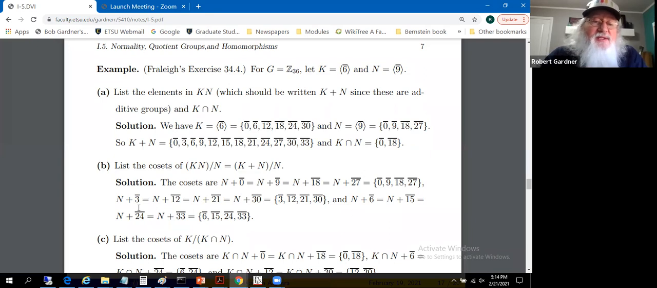If we go through, we get a similar behavior. If we add 3 bar, we'll get the same as adding 12 bar, 21 bar, and 30 bar. So here's the single coset that results from these 4 different additions.